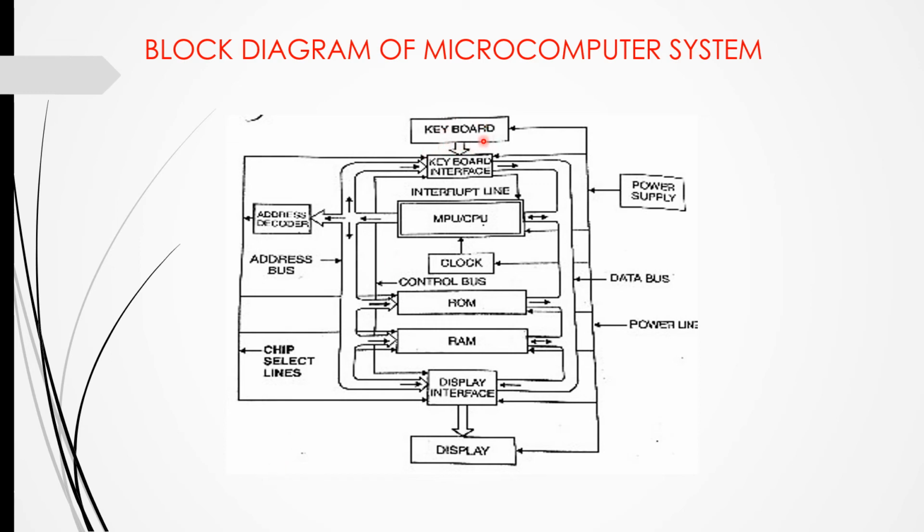Here keyboard is shown. Then here keyboard interface, then memory, microprocessor unit, clock, ROM, RAM, display interface, display, power supply unit and address decoder. First we will see input device. Here keyboard is shown. The instructions as well as data are entered through input device like keyboard.